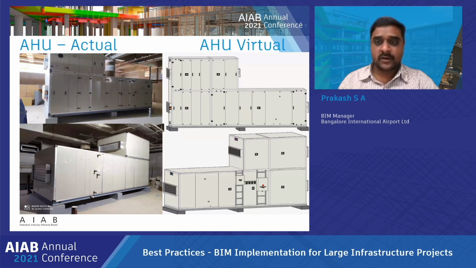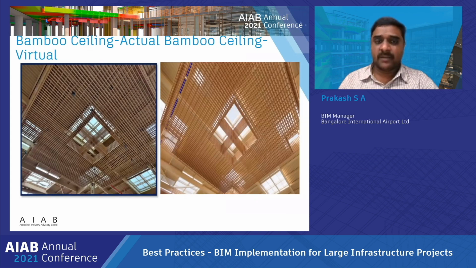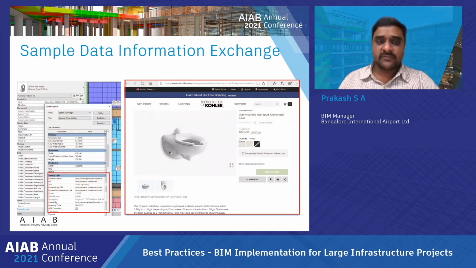So this is one AHU. We considered the AHU, and you can see the actual versus virtual, and how it is the same type of AHUs. And this is bamboo. We have the bamboo ceilings in the departure level. So this bamboo concept we are using in the departure level. In the same way, the information is transferred to operations, and how we have to maintain it. This is one small example.